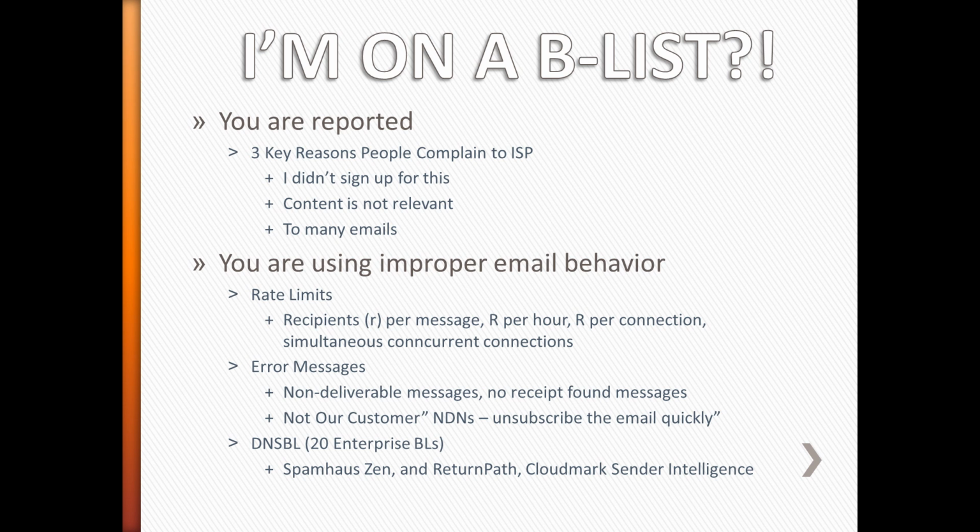What we're really saying here is the IP address that you're using to access your email somehow found its way onto a DNSBL. Now, Spamhaus Zen, Return Path, and Cloudmark Sender Intelligence are three of the top, or what we call enterprise blacklisting services. Comcast, AT&T, SBC Global, Time Warner Cable, and others actually subscribe to these enterprise level blacklisting services to keep an eye and keep track of all of the spam that's coming through their email.